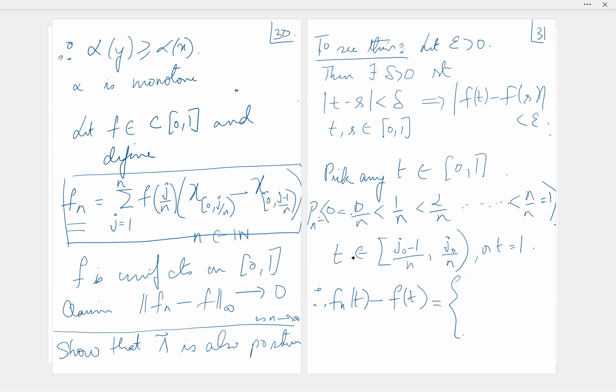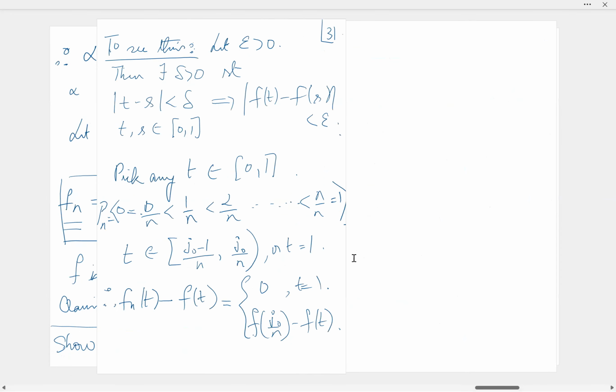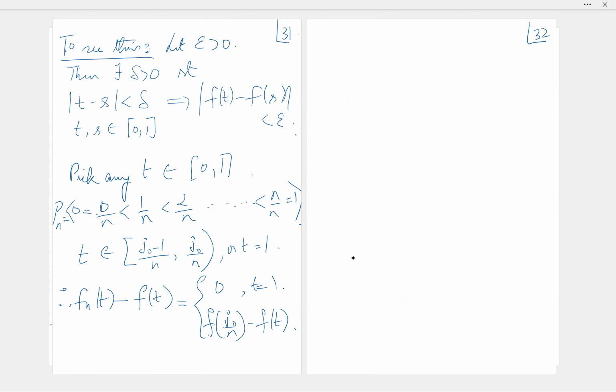So you'll get 0 if t is 1, and otherwise you'll simply get f(j_0/n) minus f(t). So this means the difference is less than epsilon for all n.